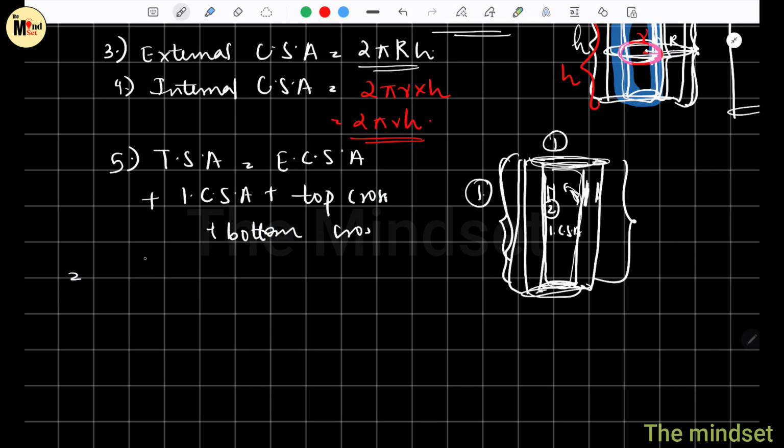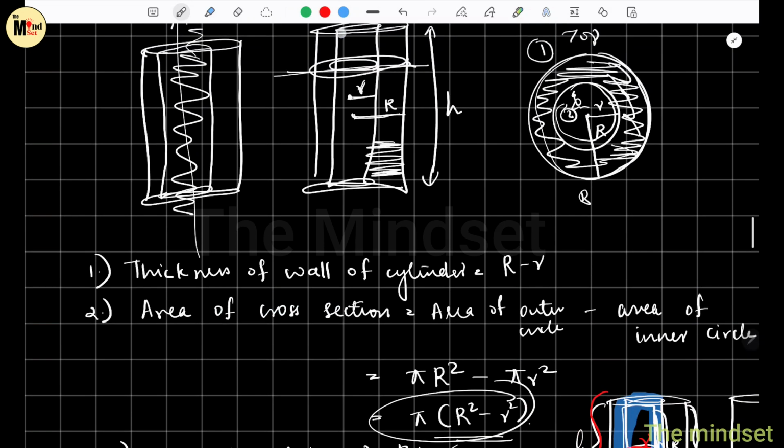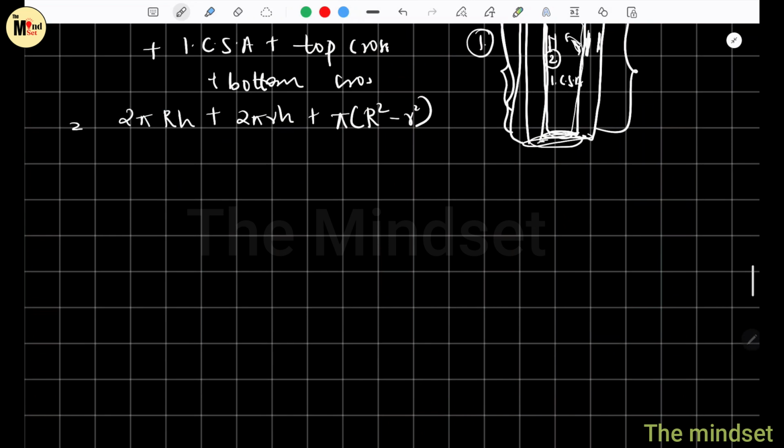So now let's add, which is 2 pi capital R h plus, here we already found it, 2 pi small r h plus external area is pi into, top area is pi into capital R square minus small r square, which we already found. The same formula we are using, that is the area of cross section. It's the same as that we see in the top also. Plus again bottom also same circle is there in bottom also. So pi into capital R square minus small r square.